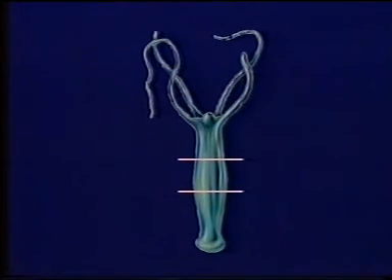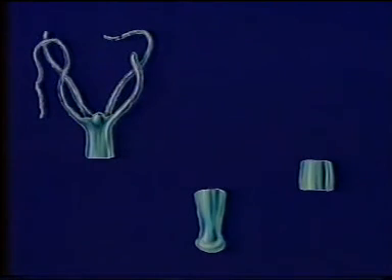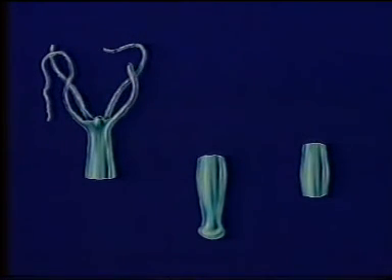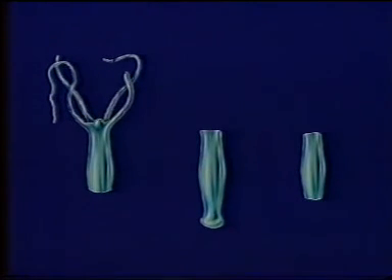And to summarize, if you cut out a section from the body column, all three sections will grow into complete animals, their size depending on the size of the section.